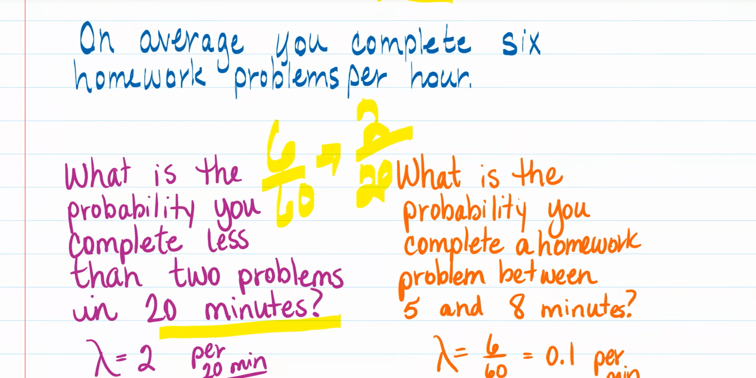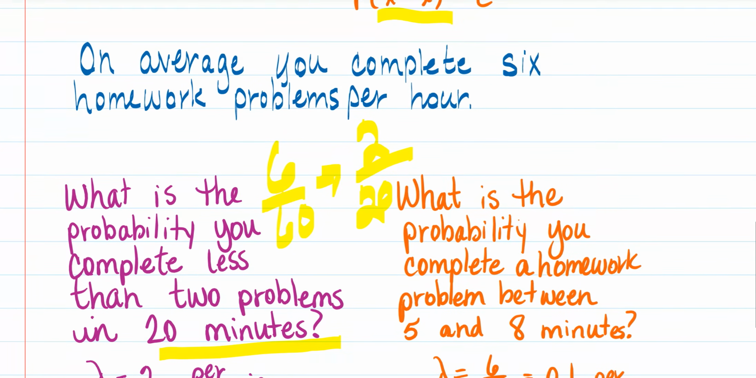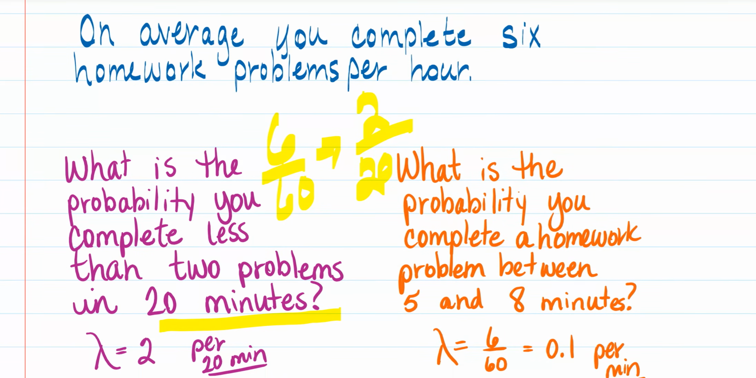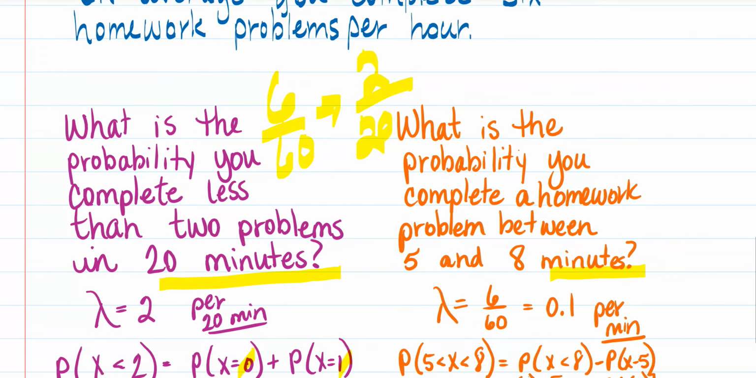Now let's take a look at an example using an exponential distribution. What is the probability that you complete a homework problem between 5 and 8 minutes? To solve this problem, we need to first find lambda. So lambda is now 6 over 60 because our unit of time is now minutes. We could solve 6 problems in 60 minutes, so lambda for this problem is 0.1 per minute. And notice the difference here. The reason lambda is different from the lambda we found in the other problem is that our unit of time has changed. The unit of time there was 20 minutes. The unit of time here is simply minutes.